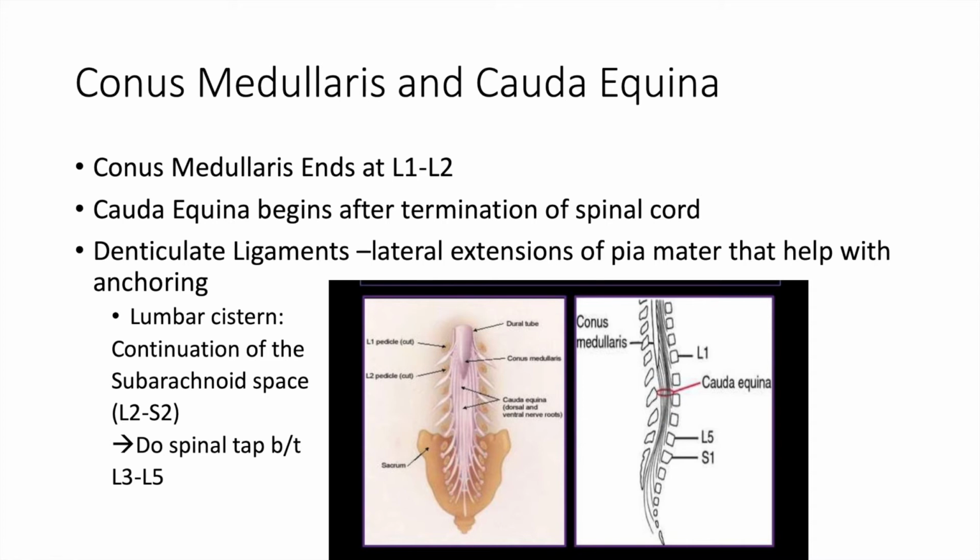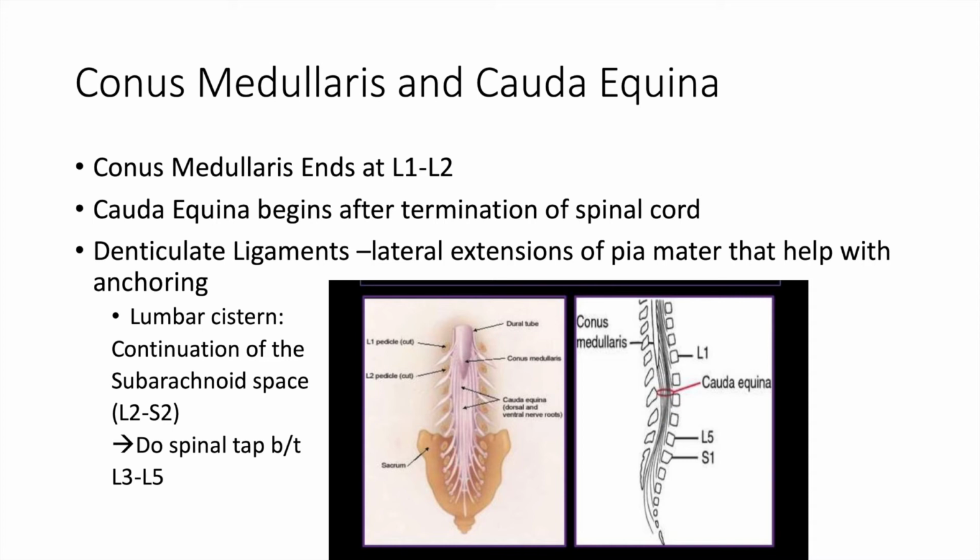Our denticulate ligaments are lateral extensions of the pia mater that help anchor it in place. The lumbar cistern is the continuation of that subarachnoid space that we were talking about, from L2 to S2.